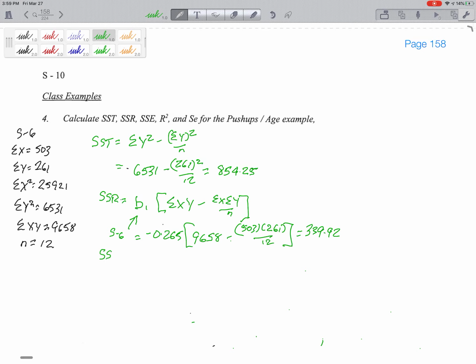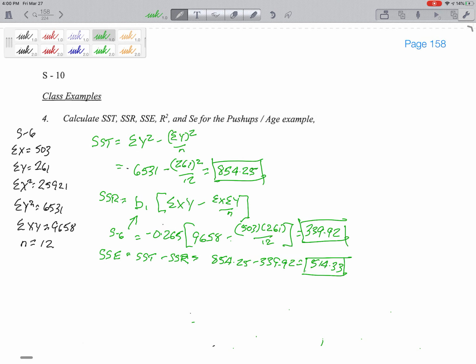And then SSE will be the difference between SST and SSR. So it's going to be 854.25 minus 339.92, and that gives us 514.33. So here's your SSE, here's your SSR, and they add up to your SST, like so.